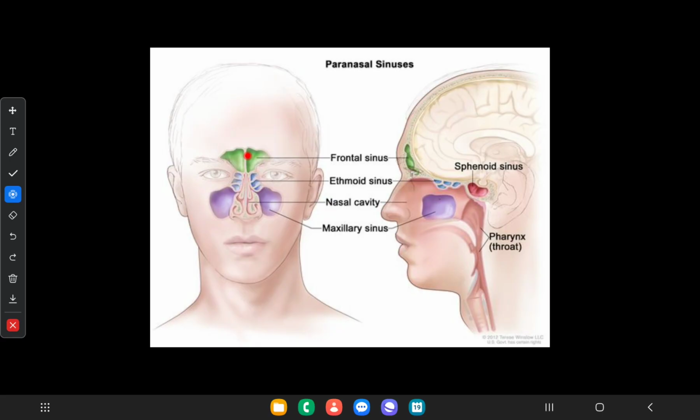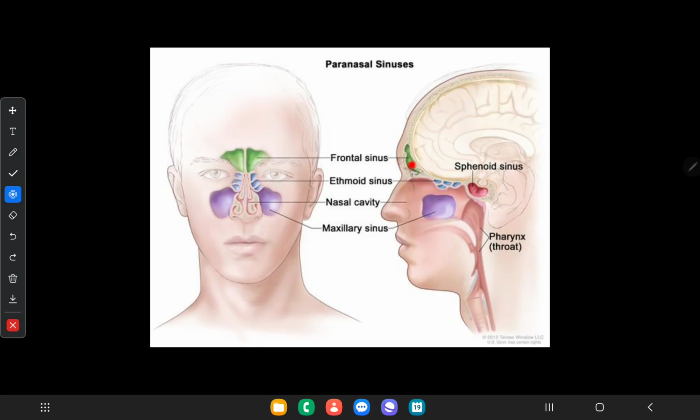The anterior wall of the sinus is thick and is related to the skin of the forehead. This is the anterior wall of the frontal sinus. You can see it is a little bit thick. The posterior wall of the frontal sinus is thin and it is related to the meninges and frontal lobe of the brain. The inferior wall forms the roof of the orbit. You can see this is the orbital cavity. So you can see this is the inferior wall of the frontal sinus. It forms the roof of the orbit.